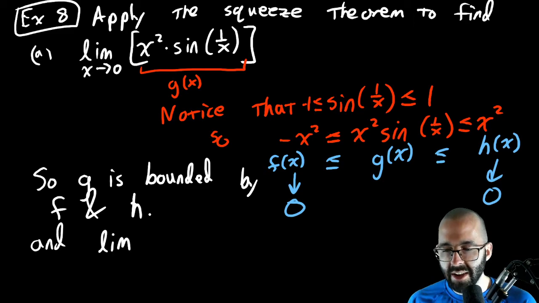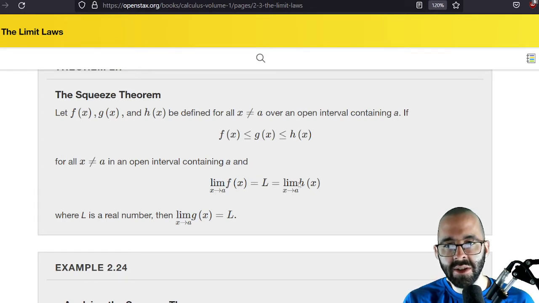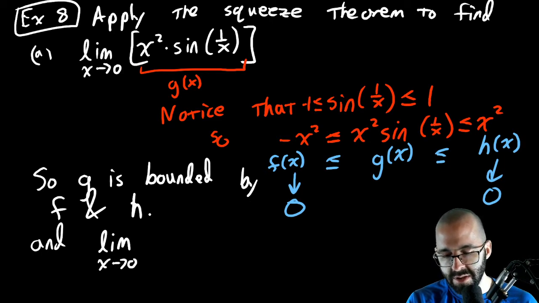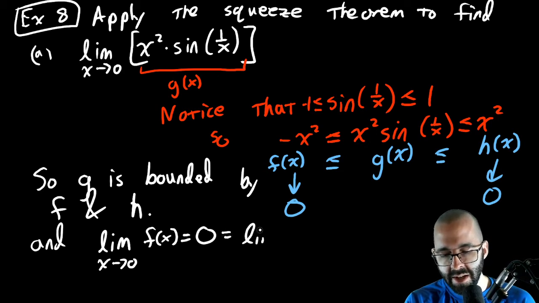So that's our second thing that we have to check. We check the first thing, g is between f and h. Check the second thing: are the limits of those outside functions equal to each other? Well, the limit as x approaches 0 of the little function is equal to 0. And that's the same as the limit as x approaches 0 of the bigger function h.